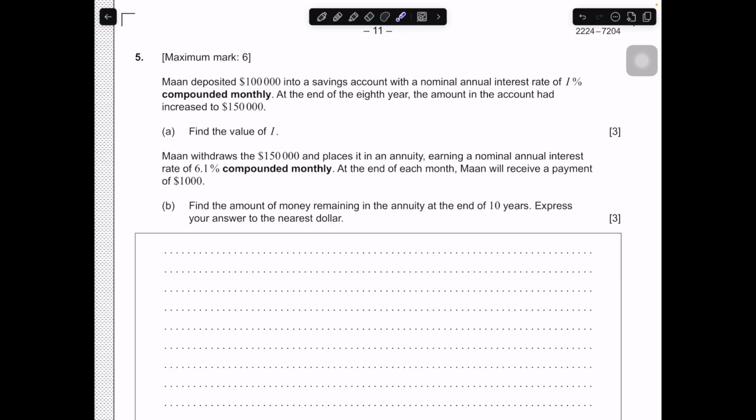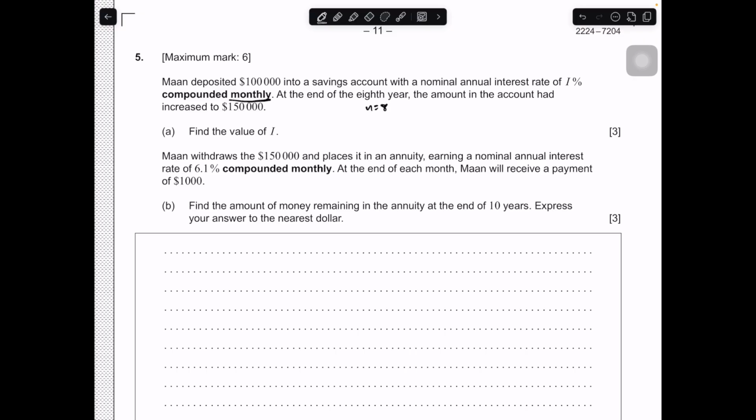A man deposited 100,000 into a savings account with a nominal interest rate of I% compounded monthly. At the end of the 8th year, the amount in the account had increased to 150,000. Find the value of I. Okay, so putting some money into an account, we have the initial value, we know the final value, we know how many times it's compounded annually. We just need to find the interest rate, and we know that n, number of years, is equal to 8.